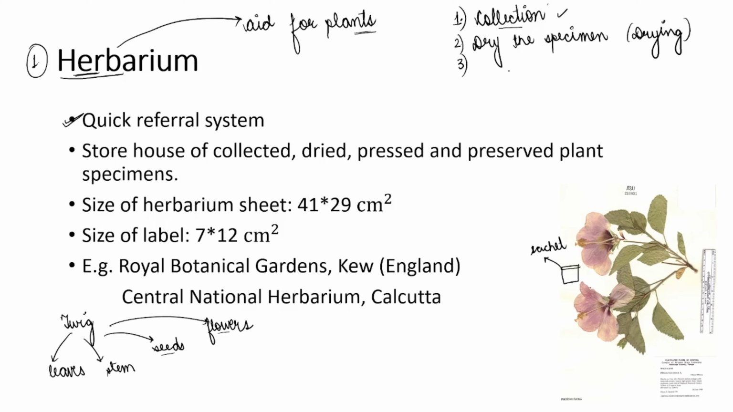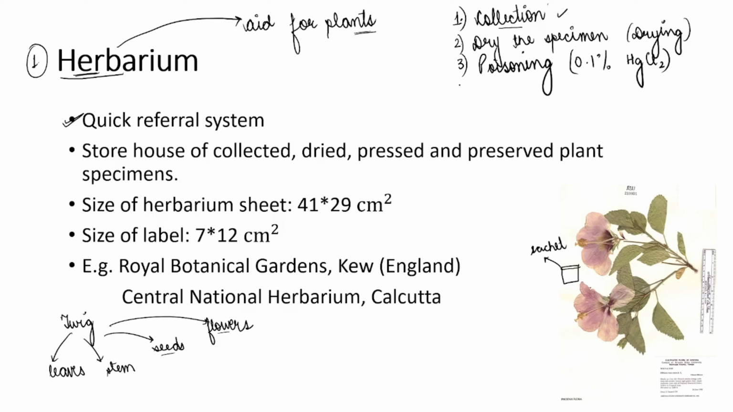Now the third and the most important point is poisoning. When the plant specimen is dried, we spray 0.1% solution of HgCl2. The mercury chloride will act as a disinfectant and will kill all the microbes present on it.